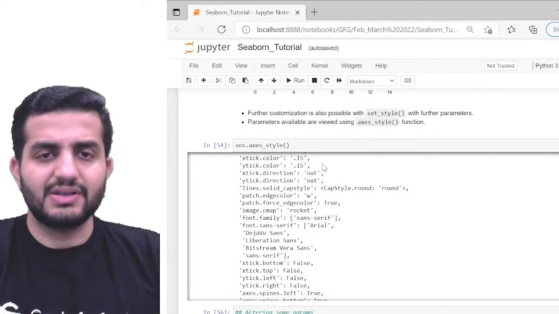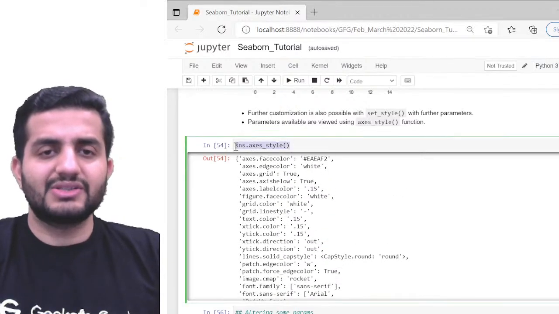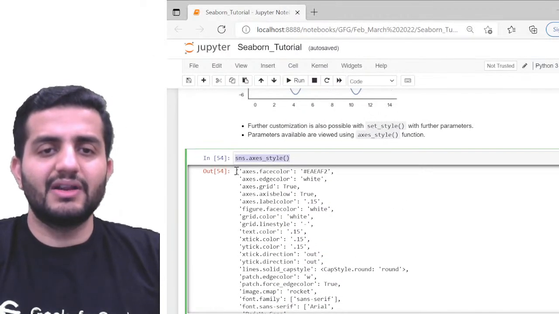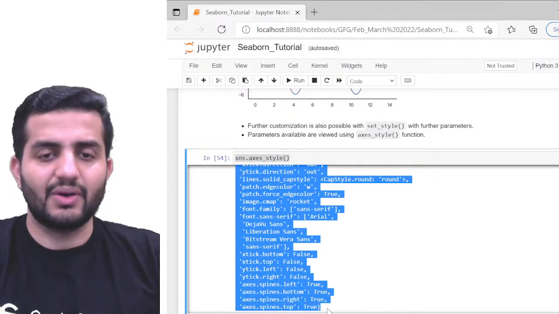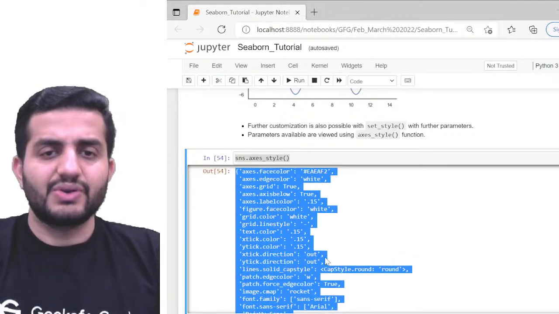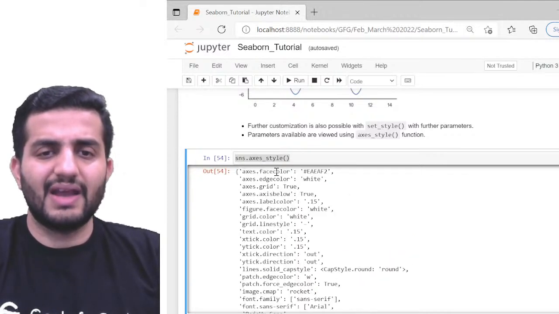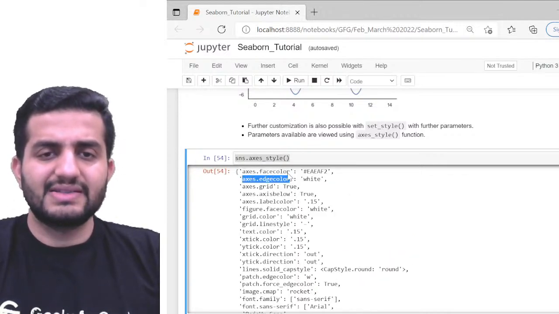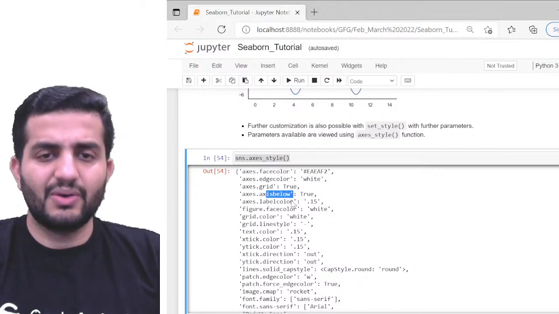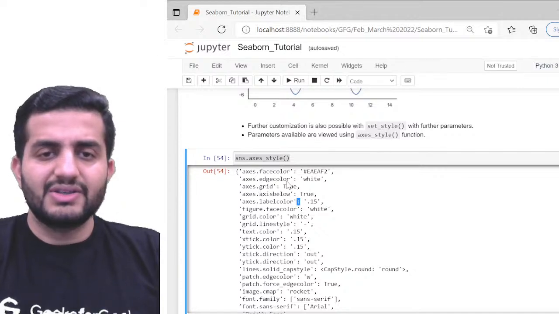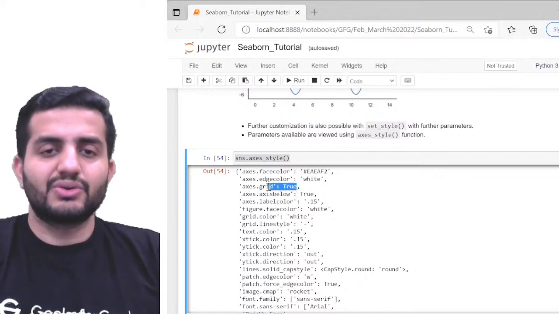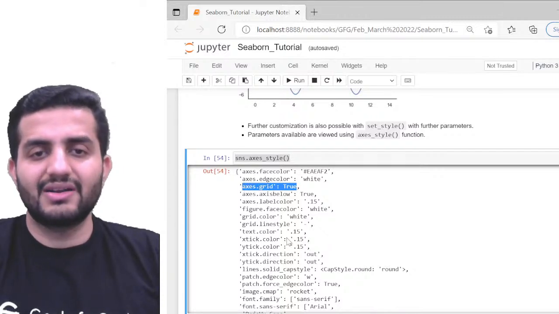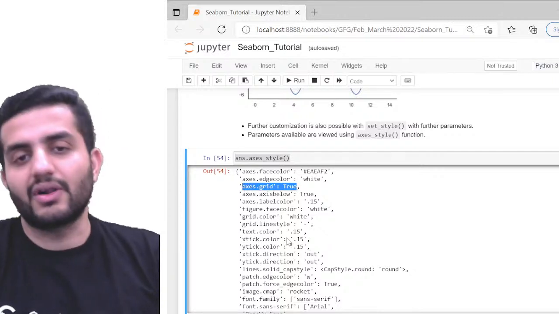Look at this. If I do sns.axis_style, it will give me the list of all the available options I have in the axis style. Here you can see edge color, face color, grid, axis below, label color. So axis.grid is equal to True. It is written here, right? The default value of axis.grid is True, but I can obviously make this False.